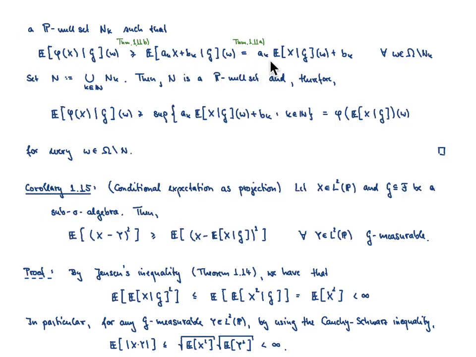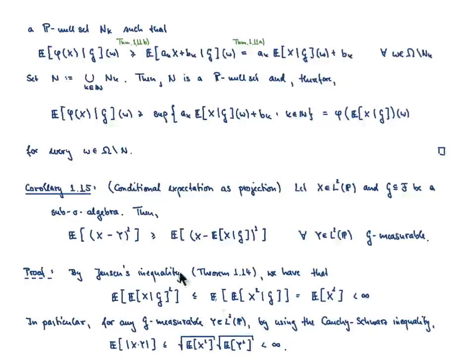Now we can use the linearity of the conditional expectation, and we can write that as a_k times the conditional expectation of X given G plus b_k. And so you see that holds true P-almost surely, meaning there exists a P-null set, which I would like to call N_k, such that that estimate over here holds true for all omegas in Omega without this set N_k.